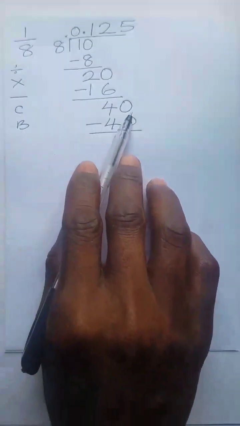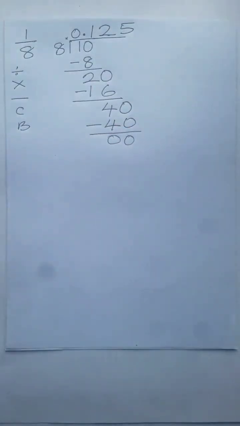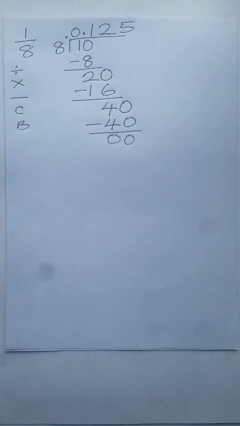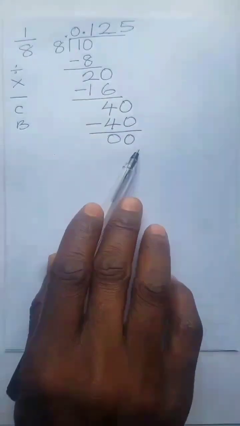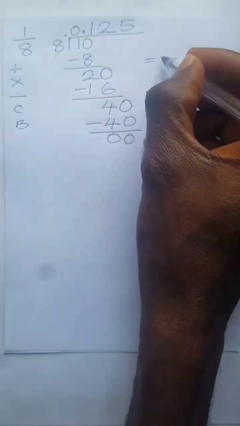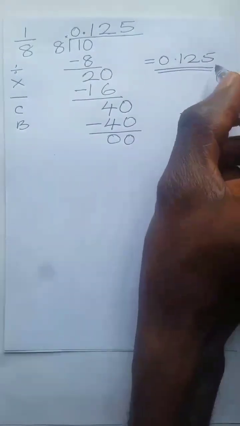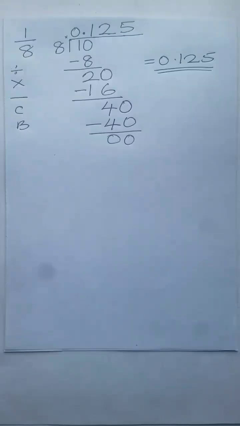This is now subtraction, and this is going to be a 0, and this is going to be a 0. And then it means we've gotten to the end. Once you have a 0 and nothing to bring down, that is the end of this math, and the answer becomes 0.125. That is the answer to 1/8.